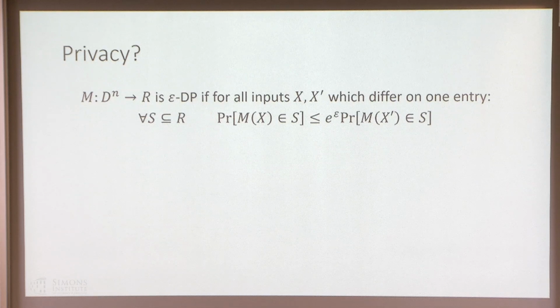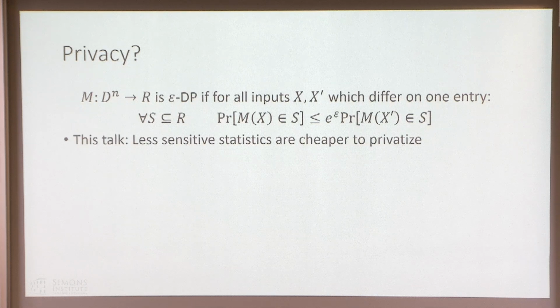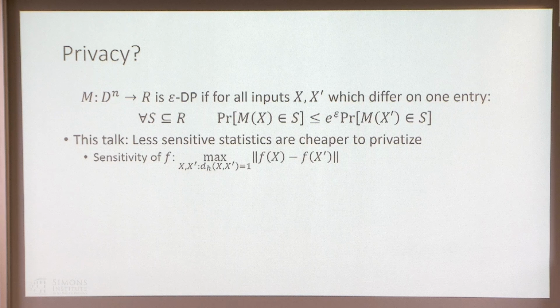The thing that I will refer to back and forth a few times is the idea that less sensitive statistics will be cheaper to privatize. This maybe you've heard before, but let's try to make it a little bit more precise. We're going to be trying, in general, to compute some function f. And the sensitivity of f can be seen as the maximum difference on neighboring data sets.